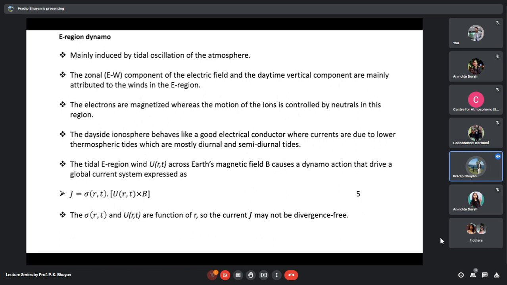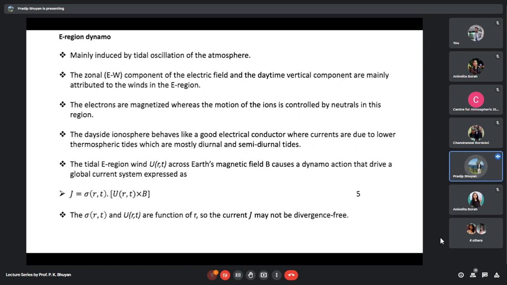Once in a day means within 24 hours. If it is a wave, then that will have one peak within 24 hours. Semi-diurnal means within 24 hours, it will have two peaks. That means 12 hourly, and the other is 24 hourly.